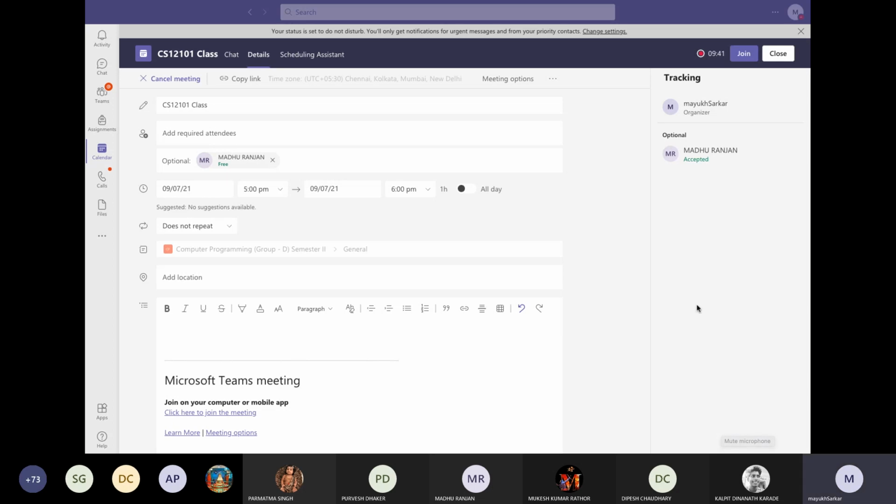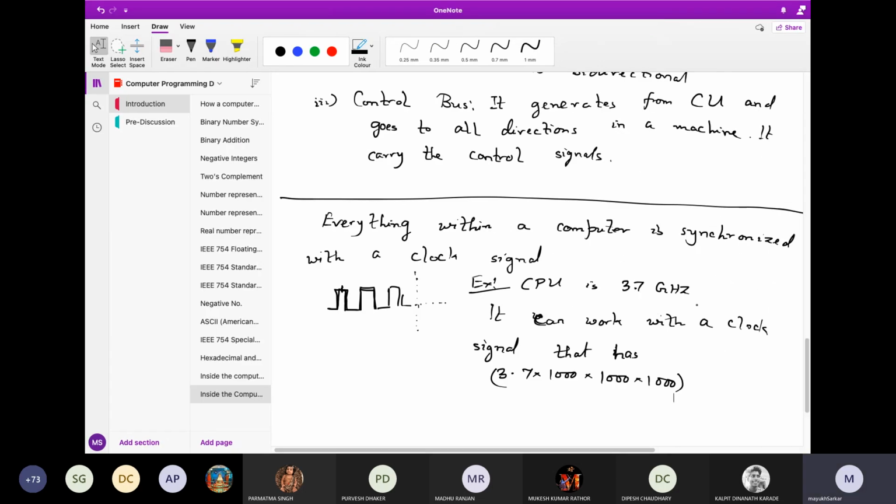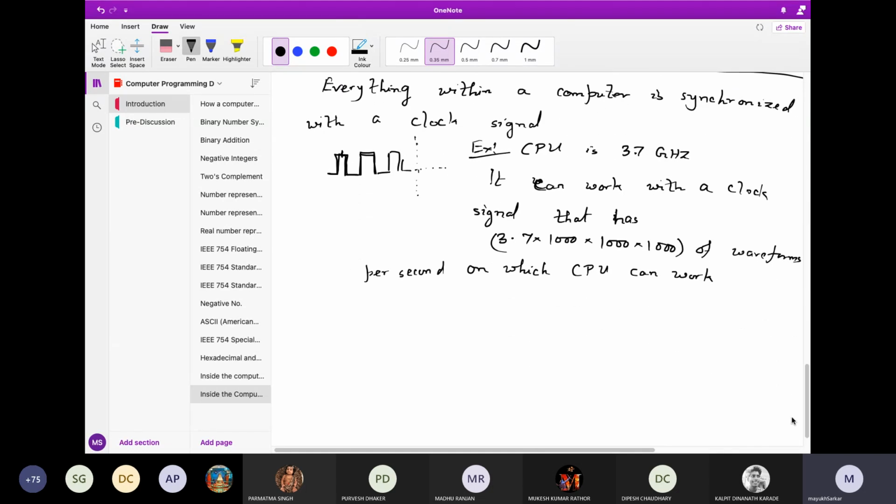Okay, so sorry for the interruption. What I was saying is that it can work with a clock signal that has this many number of waveforms per second on which the CPU can work. Now, where does this clock signal come in handy?